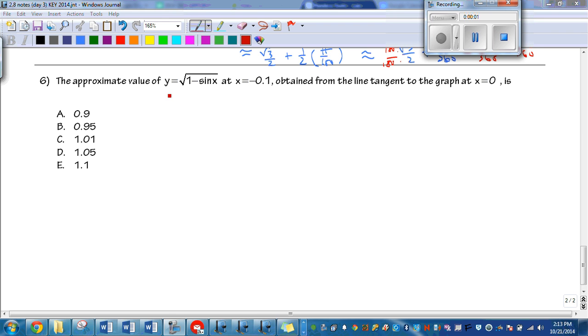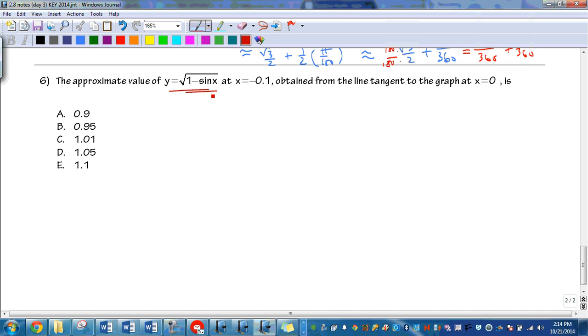Alright, number 6, we're given our function here. We want to approximate the value at x equals negative 0.01, so we're trying to approximate f of negative 0.1 at x equals 0. So this is our nice value. So our point of tangency occurs when x is 0. If we put 0 in here, sine of 0 is 0. So we end up with square root of 1, which is 1. Right, we're just putting 0 into our function to find the y value.